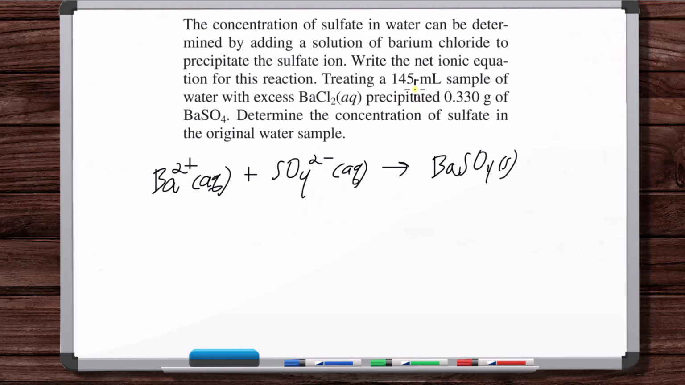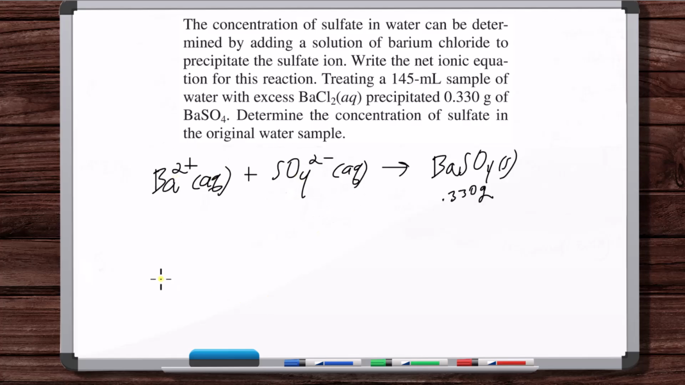Well, okay, no, I'm sorry. The 145 milliliters is not referring to how much of the barium chloride solution was added. This is referring to the aqueous water solution with the sulfate in it. And we're going to need this because we need to determine the concentration of the sulfate in this original sample. So we have 0.33 grams here. This is the limiting reagent. This is the excess reagent.